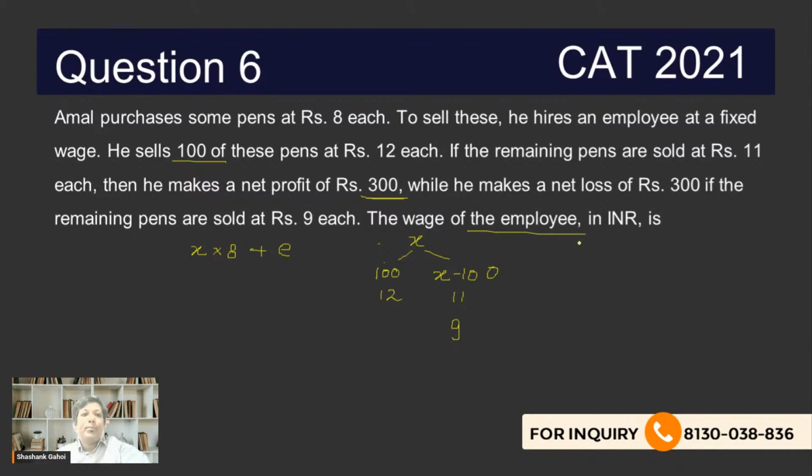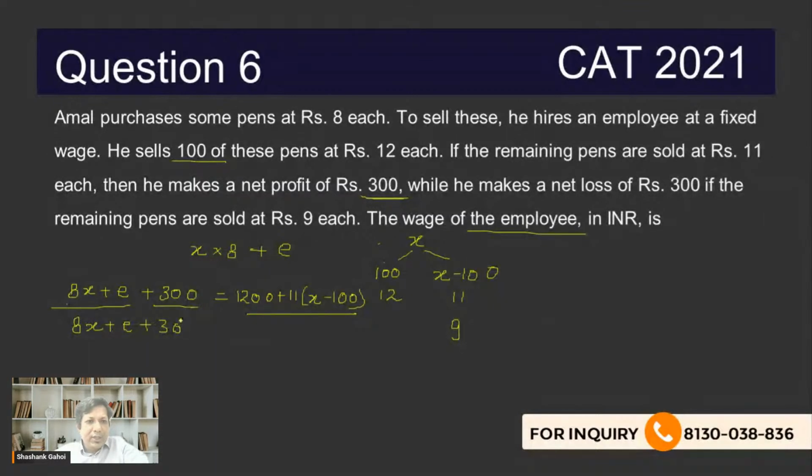Then find the wage of the employee. Okay, so I'm taking the first scenario. What is my first scenario? The total cost is 8x plus the employee's cost plus a profit of 300. That is his total sale value, which is equal to 12x, that is 1200, plus 11 times (x minus 100). That is his total sale price, and that is equal to cost plus profit. So from here I get 8x plus E plus 300.